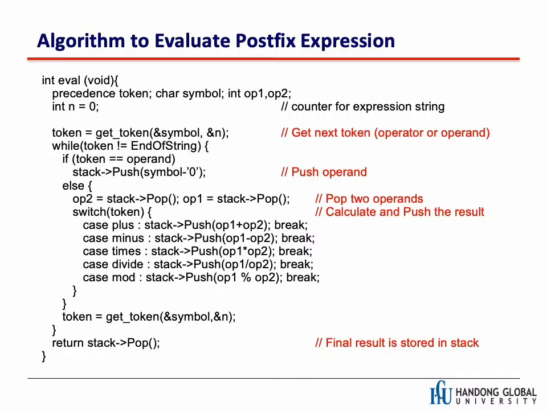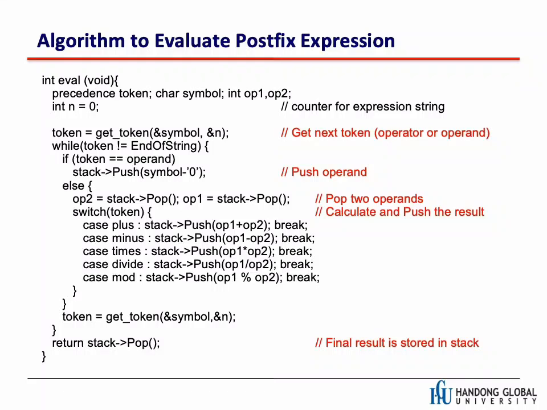We can just push the symbol minus the character 0. The symbol is just one character, so the symbol minus character 0 will be just an integer. It's up to you. You can translate this character into an integer in a different way if you want. Anyway, as long as the token is an operand, we have to push. Else, it means it is an operator, so we have to pop two operands.